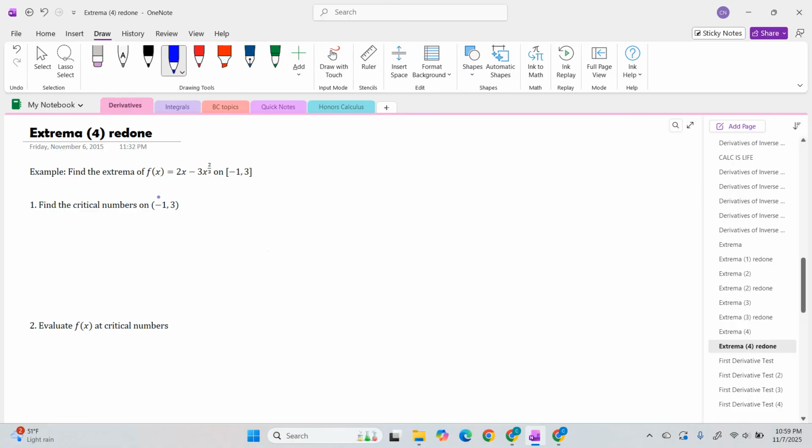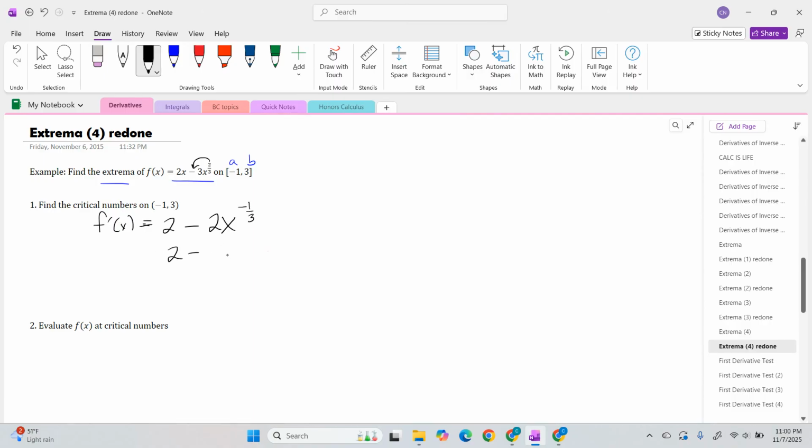Example number 2. Find the extrema of the function 2x minus 3x to the 2/3 on negative 1 comma 2. So here's my closed interval. Find the critical number. So I have to get my derivative and set my derivative equal to 0. Okay, so 2 minus, I'm going to bring the 2/3 down. 2/3 times 3 is 2, x to the 2/3 minus 1 is negative 1/3.